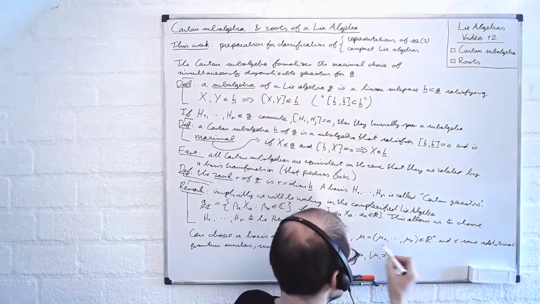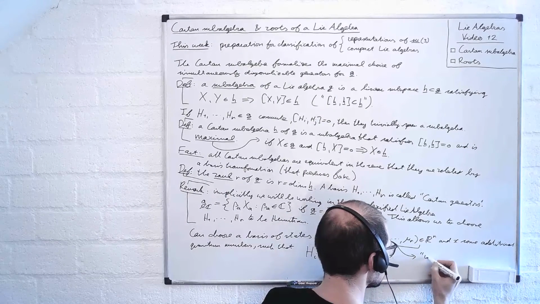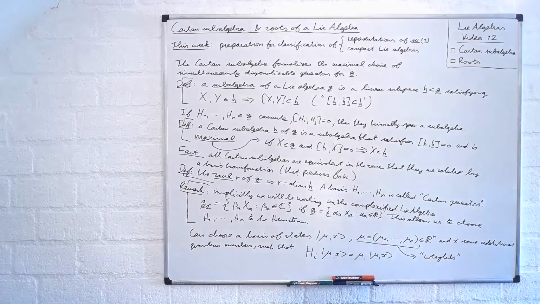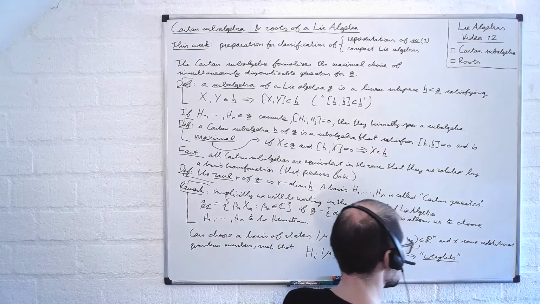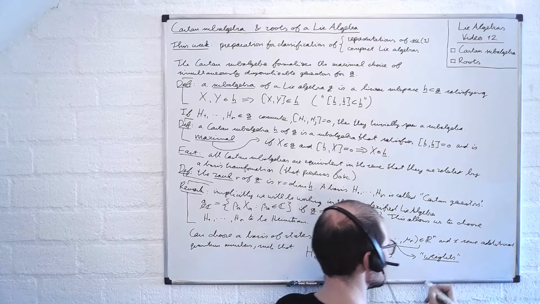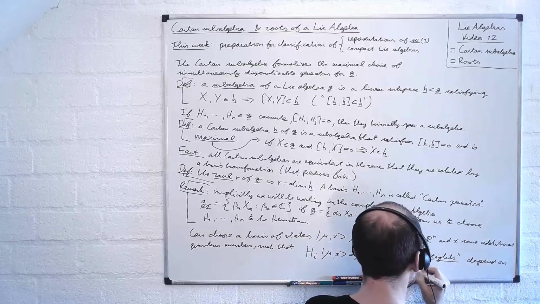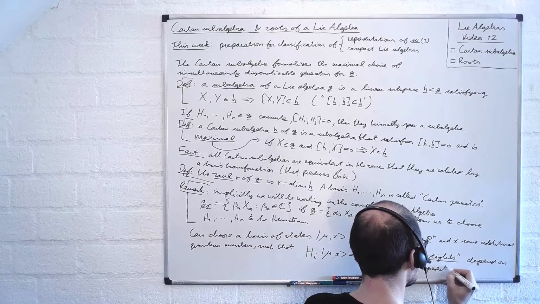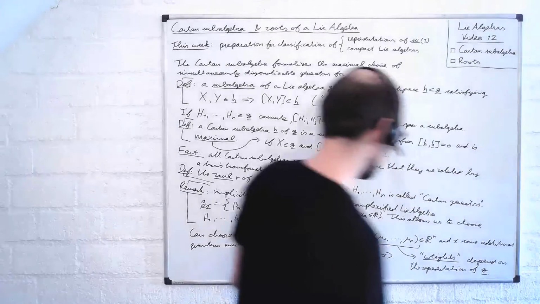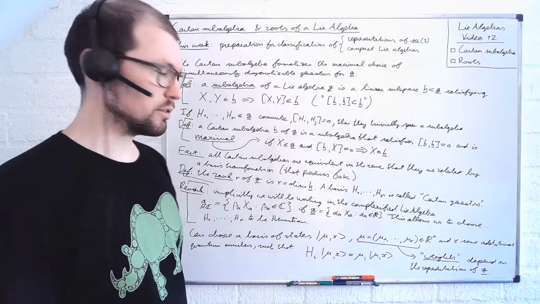Okay, and this set of r-dimensional vectors, they are called the weights of this Lie algebra in the particular representation that you're looking at. So these are weights, and they depend on the representation of the Lie algebra G. And of course on your particular choice of Cartan generators.